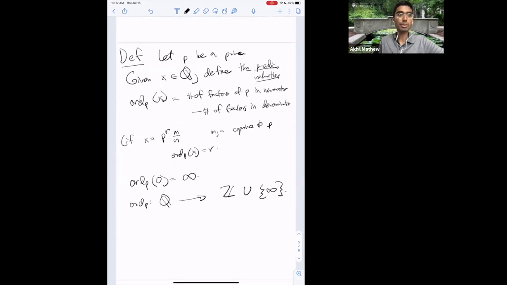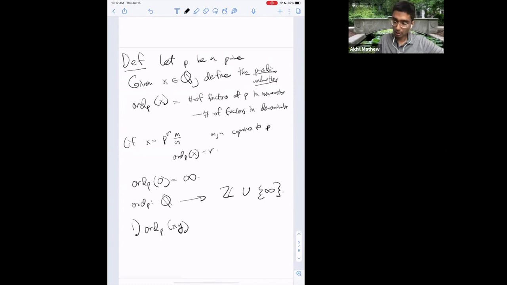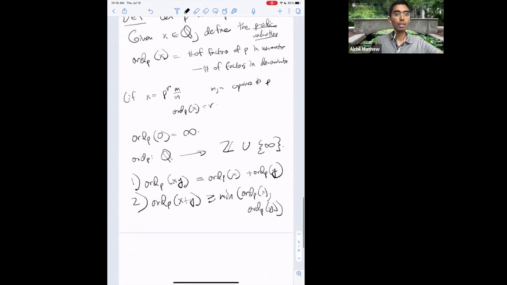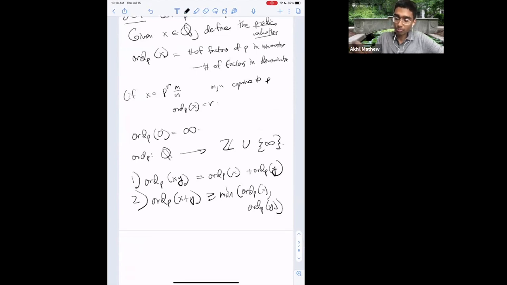This p-adic valuation satisfies the following properties. First, the p-adic valuation of x times y is equal to the p-adic valuation of x plus the p-adic valuation of y, by unique factorization. The p-adic valuation of x plus y is greater than or equal to the minimum of the p-adic valuation of x and the p-adic valuation of y. That's because if x is divisible by p to the r and y is divisible by p to the s, then x plus y is divisible by p to the minimum of r and s. And by convention, the p-adic valuation of x is equal to infinity if and only if x is equal to 0.